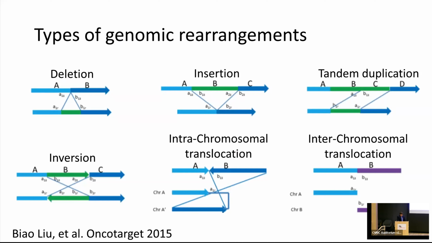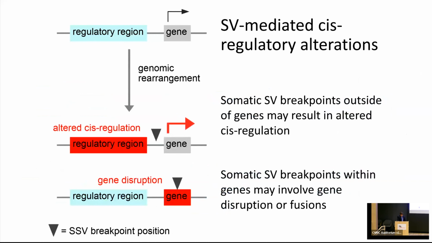And each of these types of rearrangements may contribute to this phenomenon of SV-mediated cis-regulatory alterations. And so for each gene, there is the non-coding region surrounding the gene. That would be the regulatory region that influences how that gene is expressed. But in the event of somatic genomic rearrangement, this regulatory region may be altered in such a way that it alters the expression of the nearby gene. And so somatic SV breakpoints outside of genes may result in altered cis-regulation.